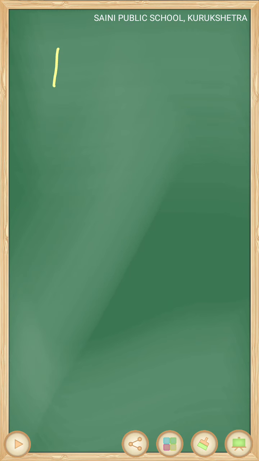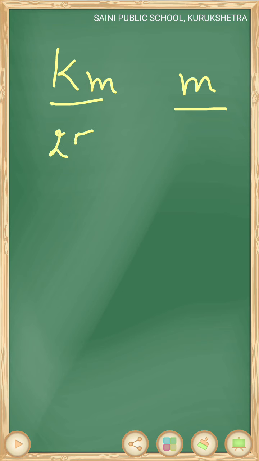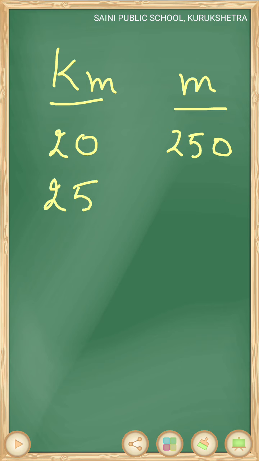You know how to add these two numbers. There are two units, kilometer and meter. Kilometer is the bigger unit, so first of all we will write kilometer and then we will write meter. Now we will write the numbers according to their units. The first number is 20 kilometer, so I will write here 20, and 250 meter, so here 250. Now the second number is 25 kilometer and here 200 meter. So these are the two numbers. Now we will add these numbers.